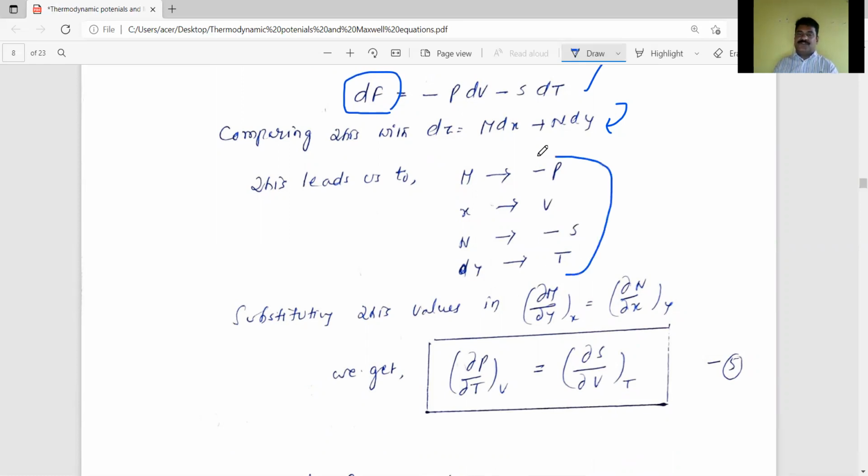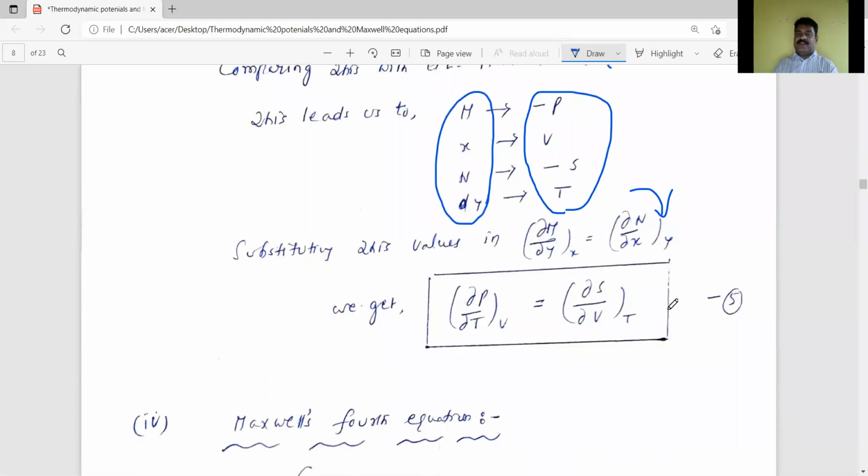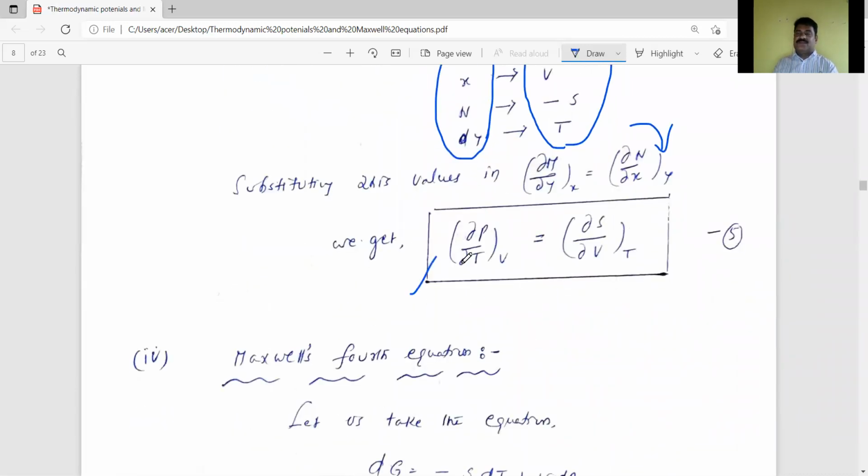Now if you substitute these variables in the place of m, x and y in the below equation, what is that? Dou m by dou y at x equal to dou n by dou x at y. Then you can get Maxwell's third equation. What is that? Dou p by dou t at v equal to dou s by dou v at t. This is called Maxwell's third equation.